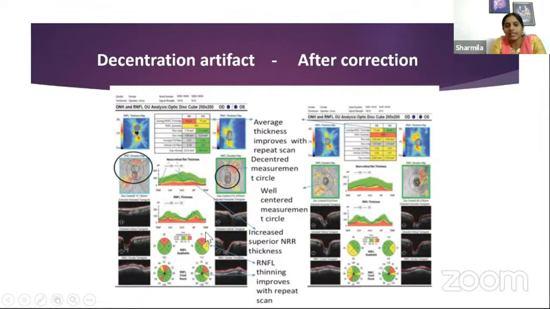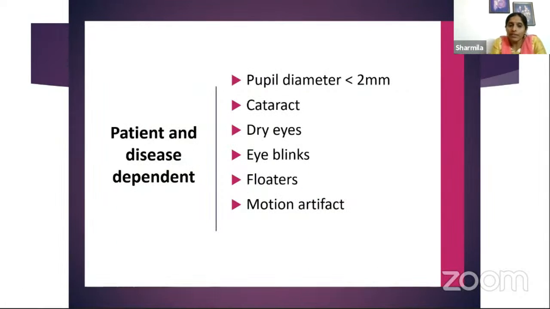After you correct, you see that there is a disappearance in the red value which is seen without correction. So one has to look into it. And there may be also factors related to the patient, like the pupil diameter. The pupil has to be well dilated. There should be no media opacities.